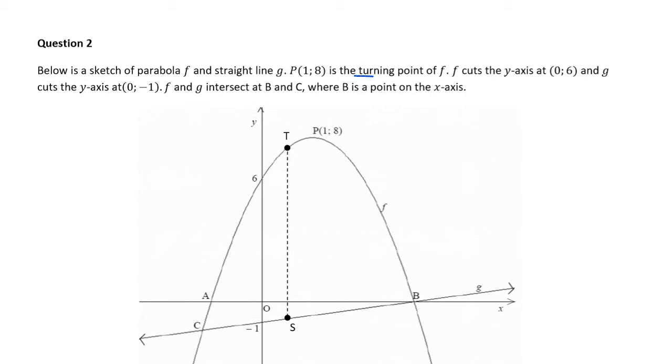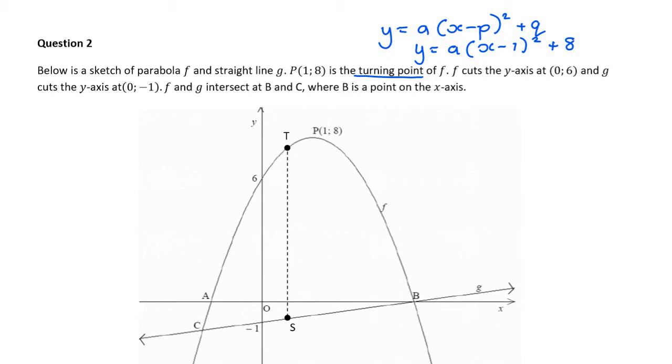The moment I see the word turning point, what goes into my head is that the turning point formula of a parabola can be written as a(x minus p) squared plus q. So P is the turning point of f, which means immediately I know that it moved 1 unit right, so it's x minus 1 in the bracket, and then plus 8 because it moved 8 units up.